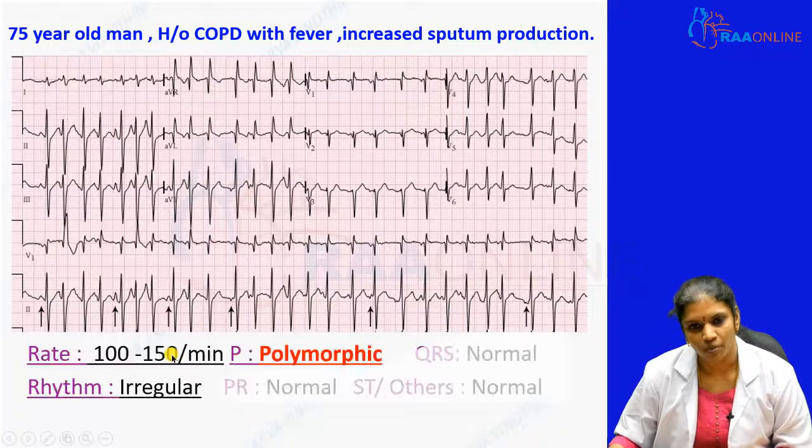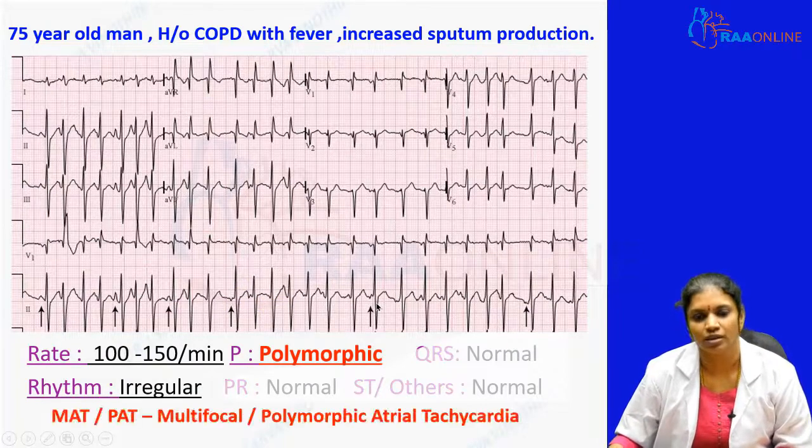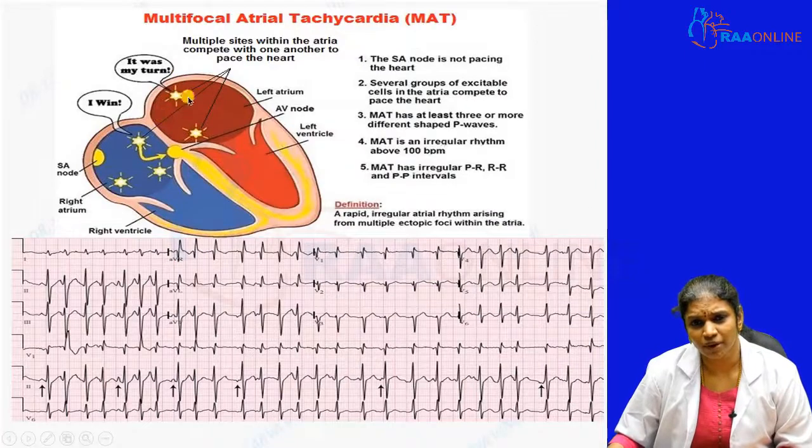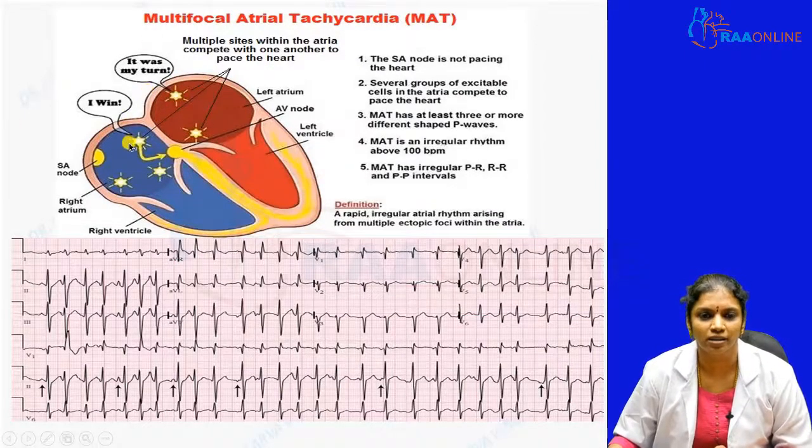So this is called as polymorphic atrial tachycardia. This is polymorphic because we can see many different forms of P waves. This occurs because there are many sites in the atria which take turns in generating the impulse. Hence, the P wave takes different shape. This occurs mainly in patients with lung disease.